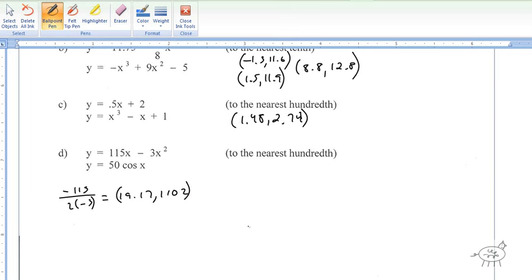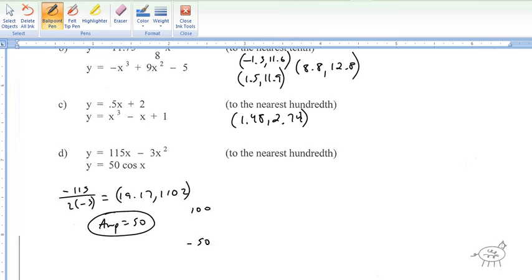And even y equals 50 cosine of x has an amplitude of 50. So it's kind of extreme. If I'm looking for the intersection, I'm probably looking for something that is going to be in a y value of 50. So what I'm going to do for this problem is estimate my y value a little bit, and I'm going to make that maximum 100 and minimum negative 50.